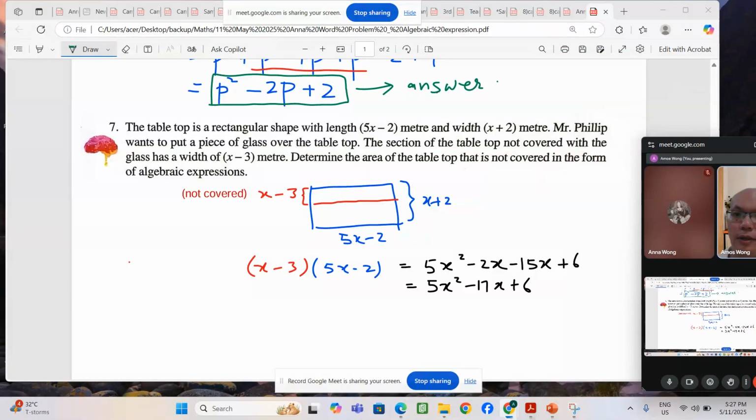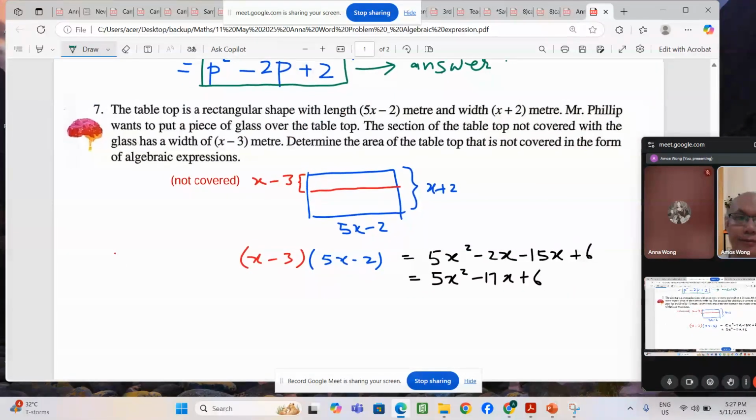Okay, question 7. All right, this is for year 8, right? The tabletop is a rectangular shape with length (5x - 2) meter and width (x + 2) meter. Mr. Philip wants to put a piece of glass over the tabletop. The section of the tabletop not covered with the glass has a width of (x - 3) meter, right? Determine the area of the tabletop that is not covered, in the form of an algebraic expression.